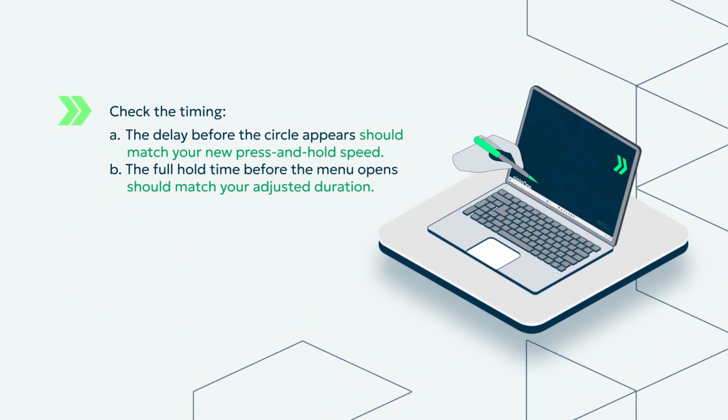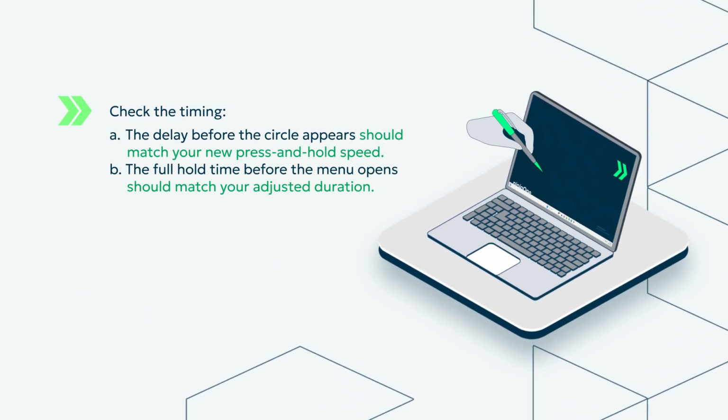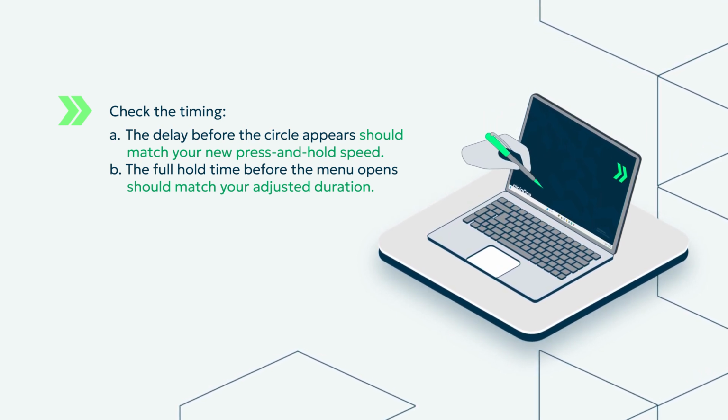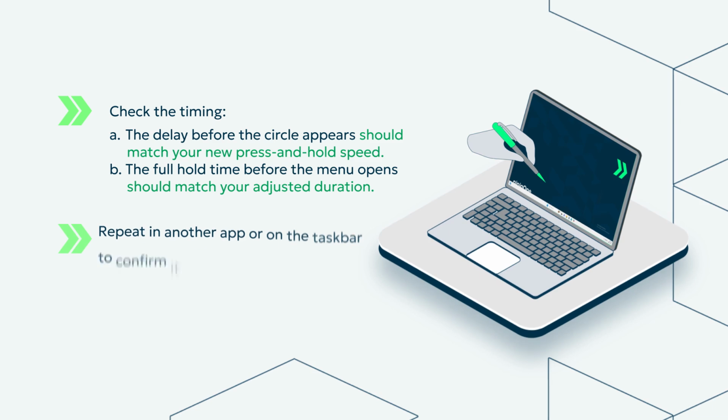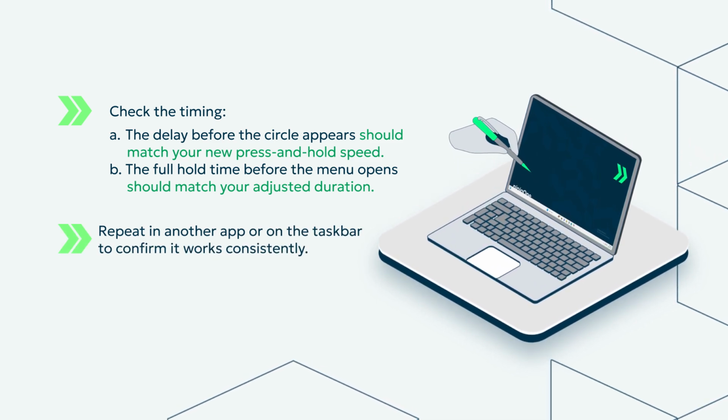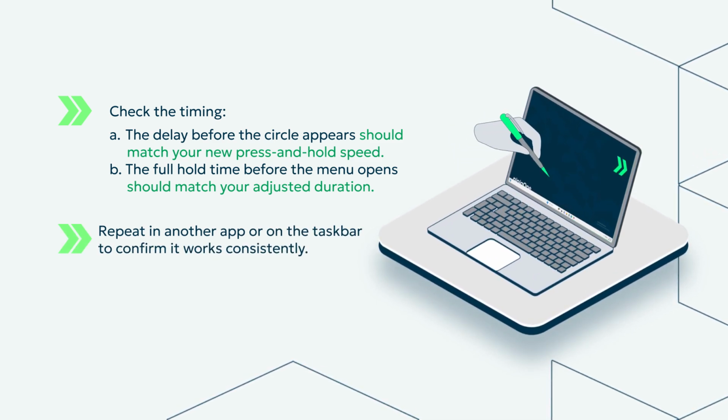Check the timing. The delay before the circle appears should match your new press and hold speed. The full hold time before the menu opens should match your adjusted duration. Try the same steps in another app or on the taskbar to make sure it works consistently.